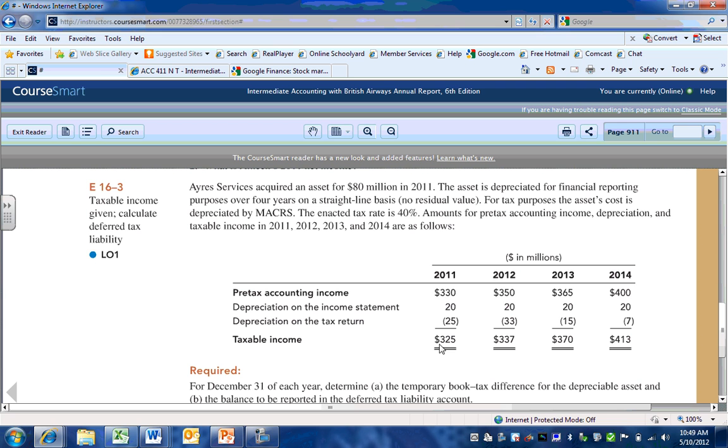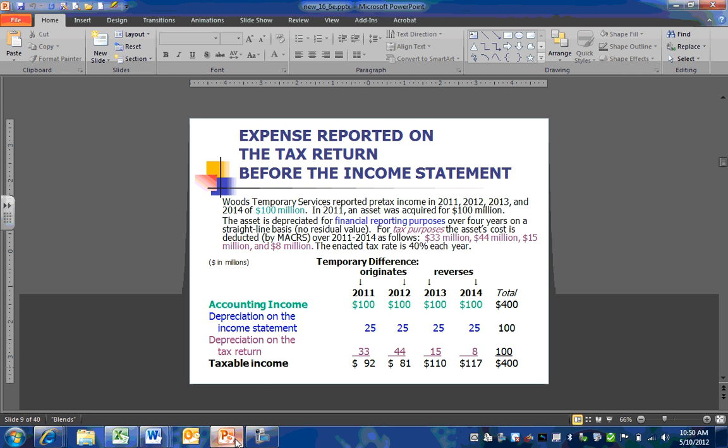Now, in these accounting problems, be alert. If you are presented with the taxable income, that's going to make the determination of the current tax payable fairly straightforward. However, problems can be written which give you the accounting income, and that includes the depreciation amount for financial accounting, and a separate amount for depreciation on the tax return. In calculating the taxable income, you have to look for the difference between the two.